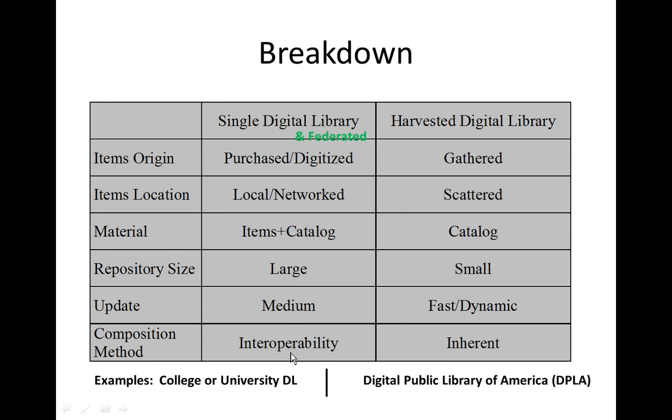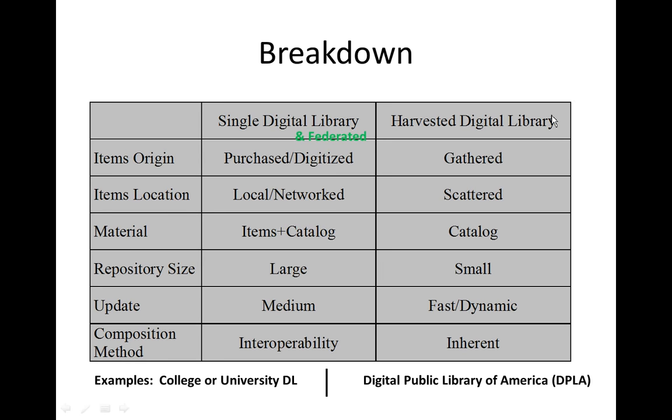Interoperability is one of the ways it works, although a digital library could work without being interoperable. In some ways it has to be able to operate among itself, but it does not necessarily have to operate among other digital libraries. Federated, on the other hand, does, and we'll talk more as we move along in the class. And again, examples, a lot of college or university digital libraries, this would be a typical kind of profile for those. Again, DPLA is one of them.